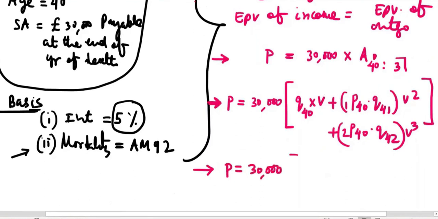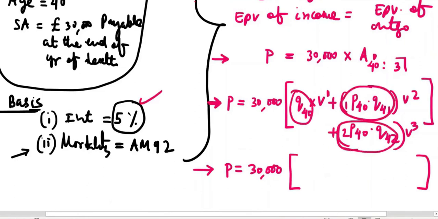Here P will be 30,000 into this. Now the V's you can find using 5%, and for the Q and P, whatever is here, you can use mortality. But you can't use mortality for this one. Even if you transfer it to endowment or any such formula, this is not allowed. That you need to remember. Now the last question.